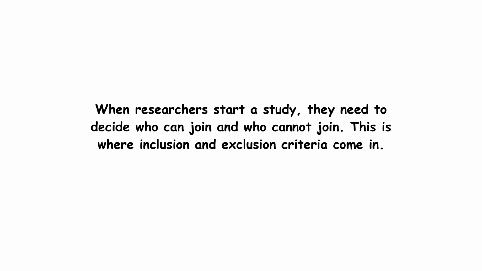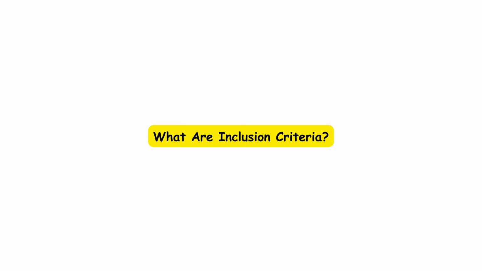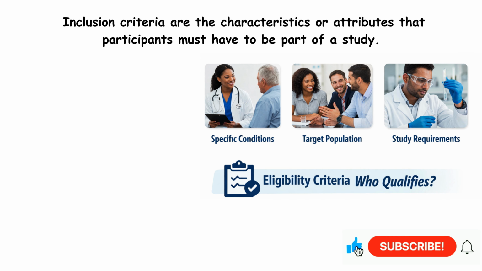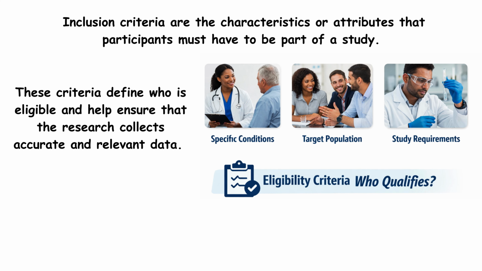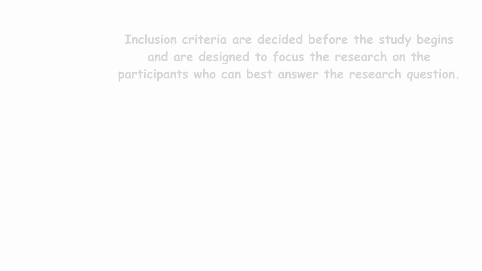When researchers start a study, they need to decide who can join and who cannot join. This is where inclusion and exclusion criteria come in. What are inclusion criteria? Inclusion criteria are the characteristics or attributes that participants must have to be part of a study. These criteria define who is eligible and help ensure that the research collects accurate and relevant data.